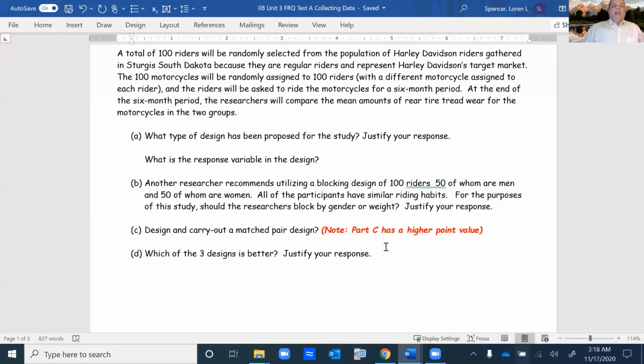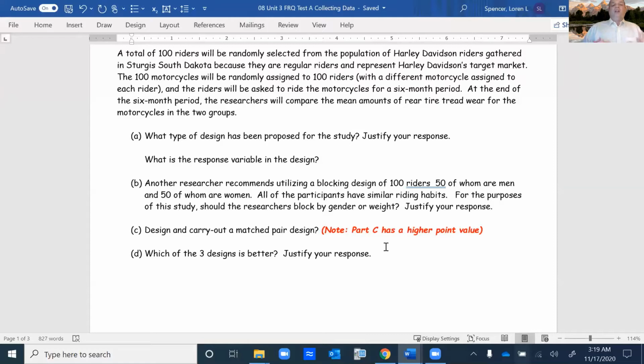Which of the 3 designs is better? So in this case, we had a completely randomized design, a block design, and a match pair design. Typically speaking, a block design is going to be better than a completely randomized design because you are accounting for a variable. In this case, you're accounting for weight. However, the best design is the matched pair design. And in general, the matched pair design is always the best design.